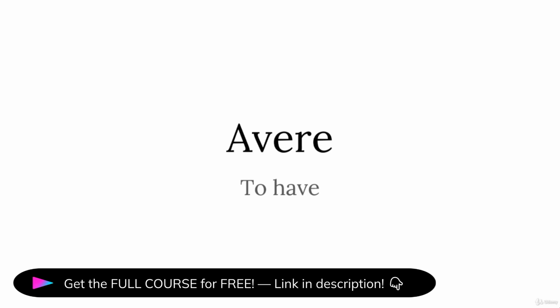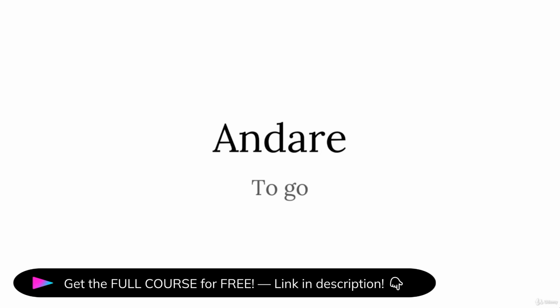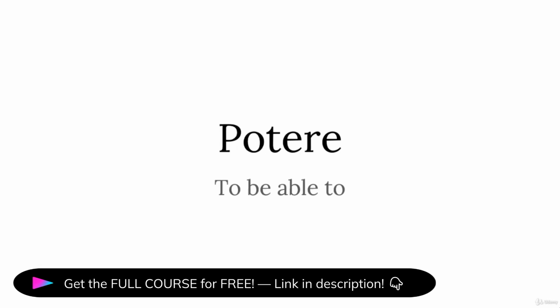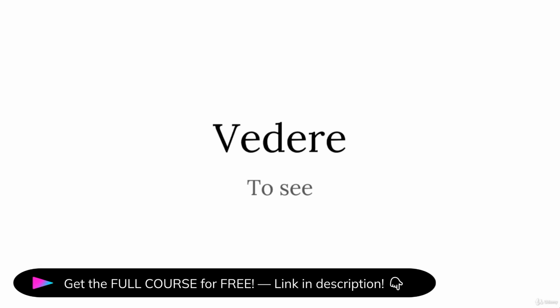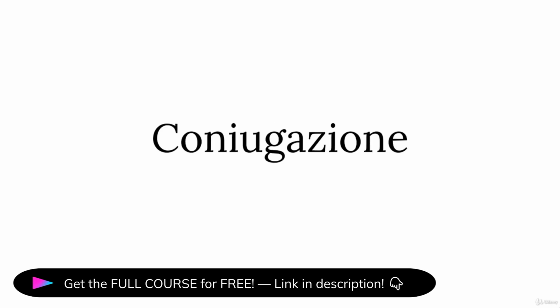Perfect. To have, avere. Great. To go, andare. We have already seen it. If you remember, andare in bicicletta. And plus, we have done its conjugation in lesson 8. To be able to, potere, or can. Perfect. To talk or speak, parlare. Great. To see, vedere. Perfect. So let's keep on with the conjugation of these verbs.